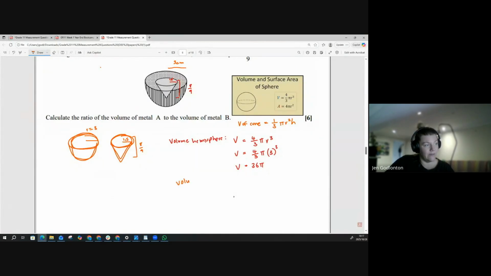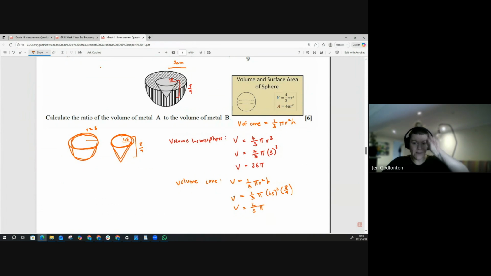Then let's work out the volume of the cone. So the volume of our cone is going to be 1/3 pi r squared h. So that's 1/3 pi times 1.5 squared times 8/9. I'm going to chuck that into my calculator now. So 1/3 times pi times 1.5 squared times 8/9. And that is going to give me 2/3 pi.